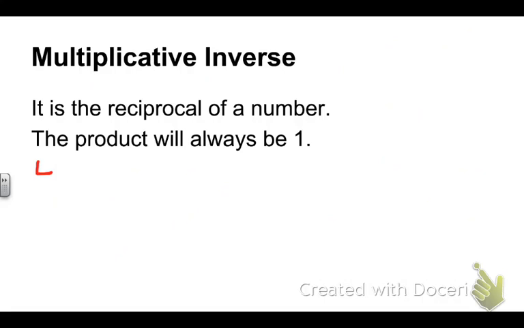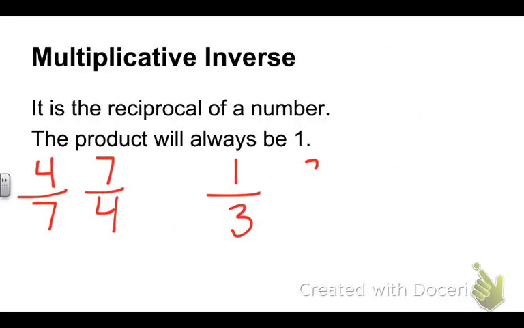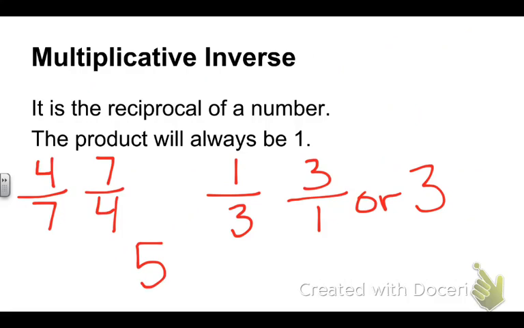Couple quick examples. Let's just do 4/7. The multiplicative inverse would simply be 7/4. Multiply them out, it would cancel. Now, what about 1/3? If you flip it, it's 3/1, or simply 3. Last example, what's the inverse of 5? Think back, how do you change a whole number to a fraction? Put it over 1, so the inverse would be 1/5. We'll do some more examples with this tomorrow in class.